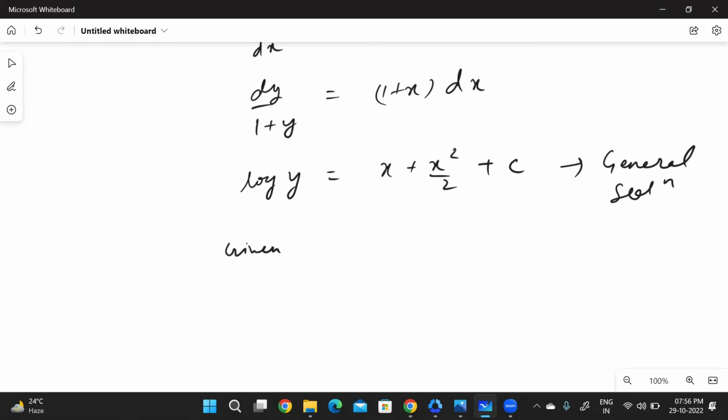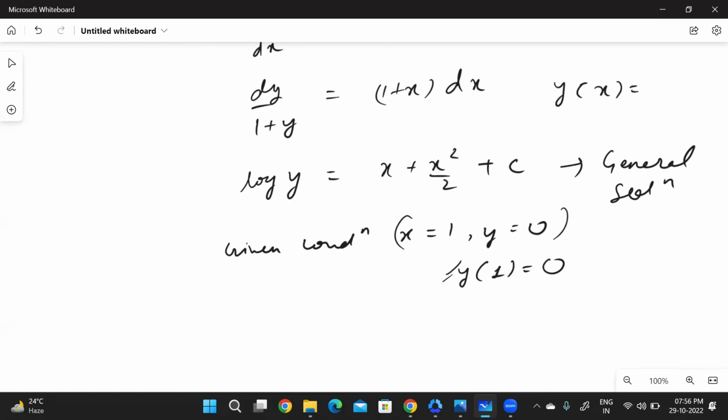So the given condition is that when x is 1, y is 0. This can also be written as y(1) equals 0. Sometimes it will be written like this; this and this are the same. It says y of x is something. This is the condition: you get the x value here and you get the y value here. So let's apply this condition.